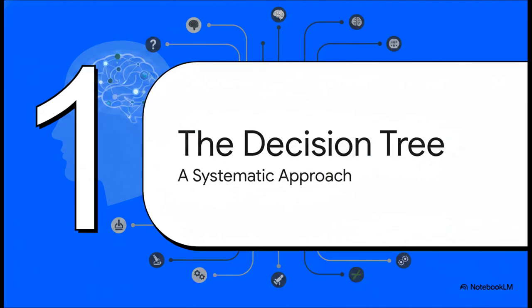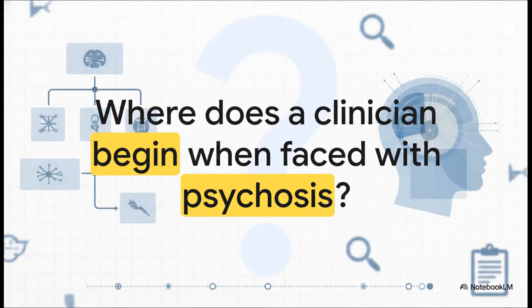So, with these building blocks in mind, how does a clinician possibly bring order to all this complexity? Well, the answer isn't guesswork. It's using a systematic approach, what you can think of as a diagnostic decision tree. And that really is the central question, isn't it? When you're faced with these profound, often confusing symptoms, your starting point has to be a rigorous, logical pathway.